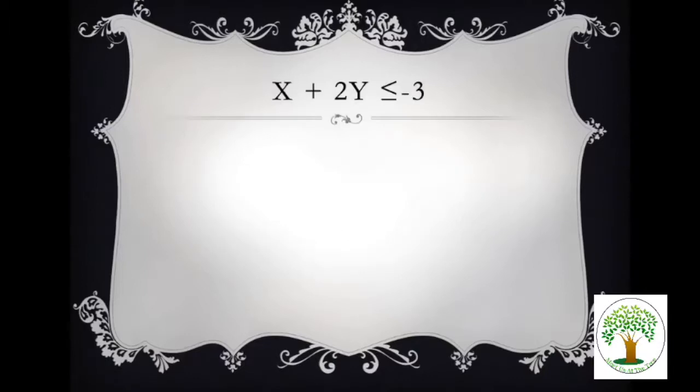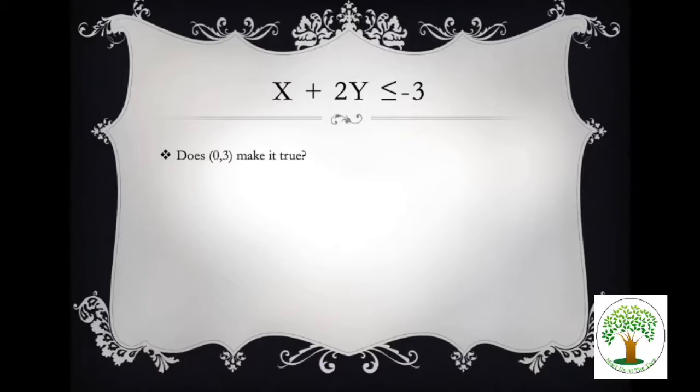All right, I want you to just watch this. This is not one of your examples. We have x plus 2y is less than or equal to negative 3. If you'll watch, this now doesn't have an equal. It does not have an equal. I want to ask you, if I plugged a 0 in for x and a 3 in for y, would it be a true statement?